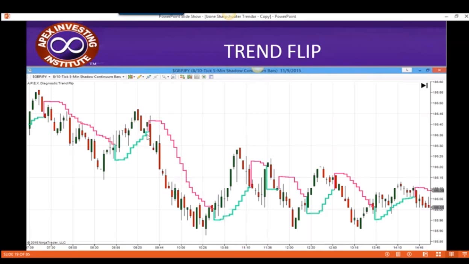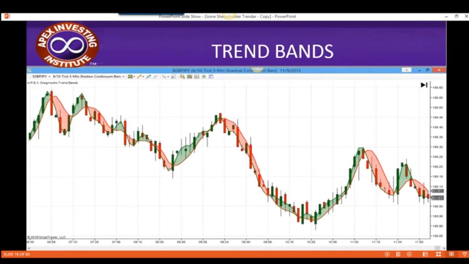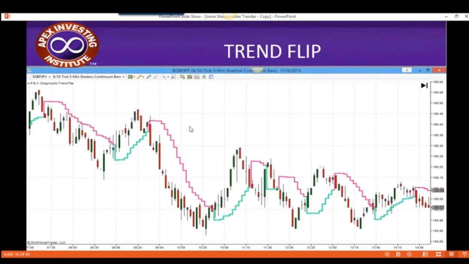And what I mean by that, I'll show you here in just a second. But this is not a chop filter like the bar colors. It's more of a trend indicator. All right, and it's designed a little bit differently than the trend bands that I showed you. It looks at a little bit different things than the trend bands do. That way you have two separate, different trend confirmations. I remember we talked about that before.